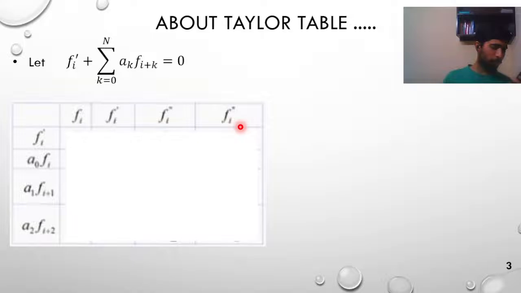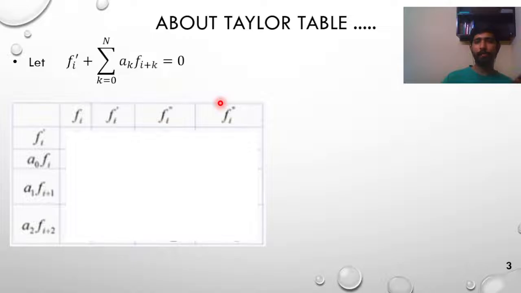Yeah, so it depends on the stencil size. Mainly you need to find three different coefficients, a0, a1 and a2. For that you need three equations. There are three unknowns. For that you should understand that you need three equations to solve the three unknowns. These three equations you will get from this fi, fi dash, fi double dash.